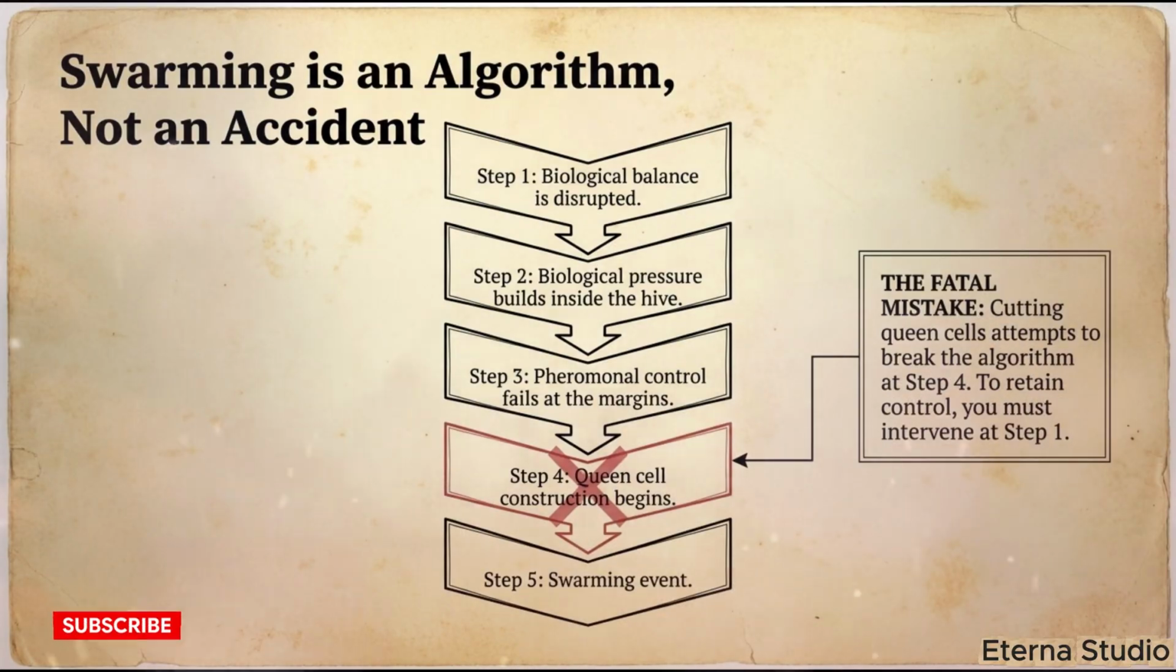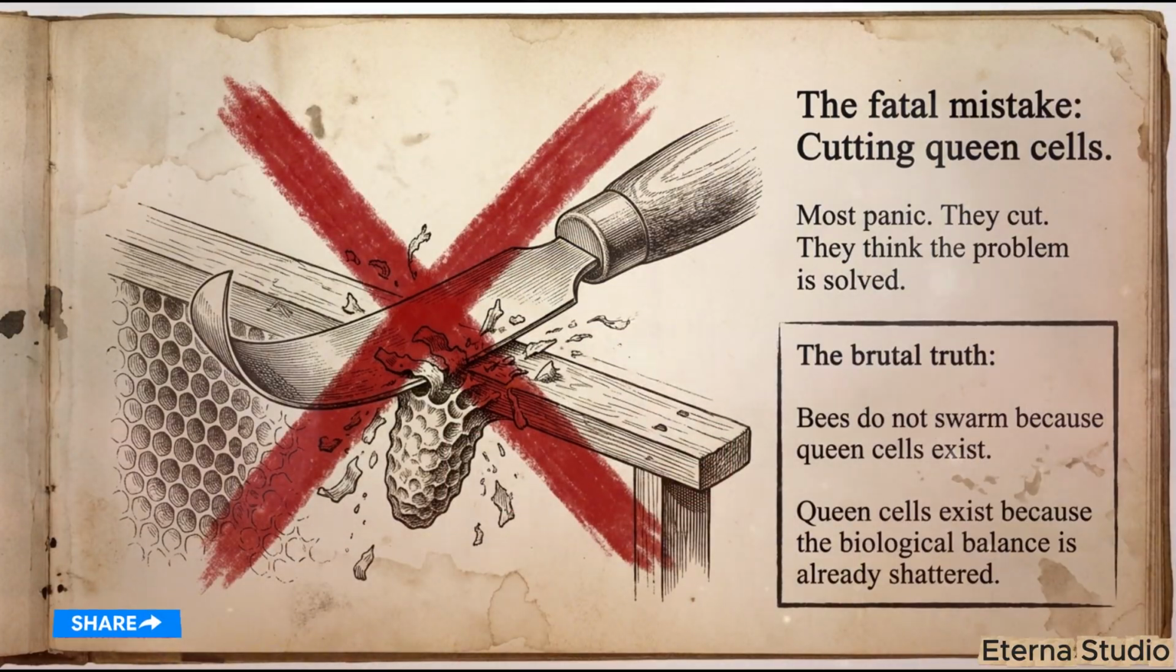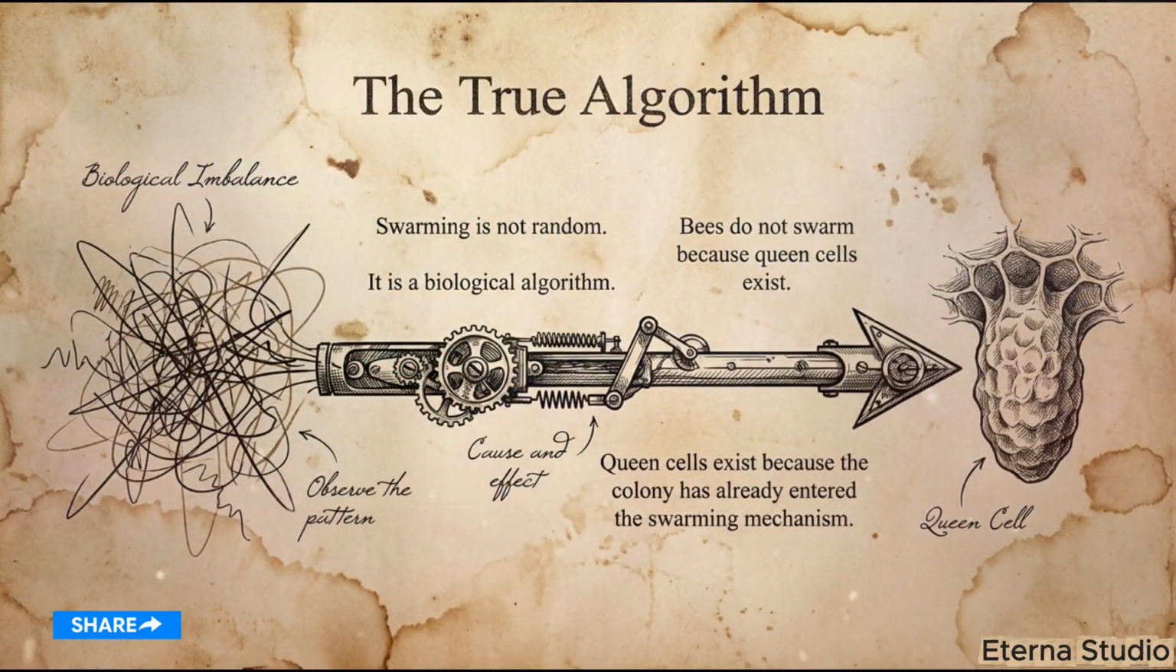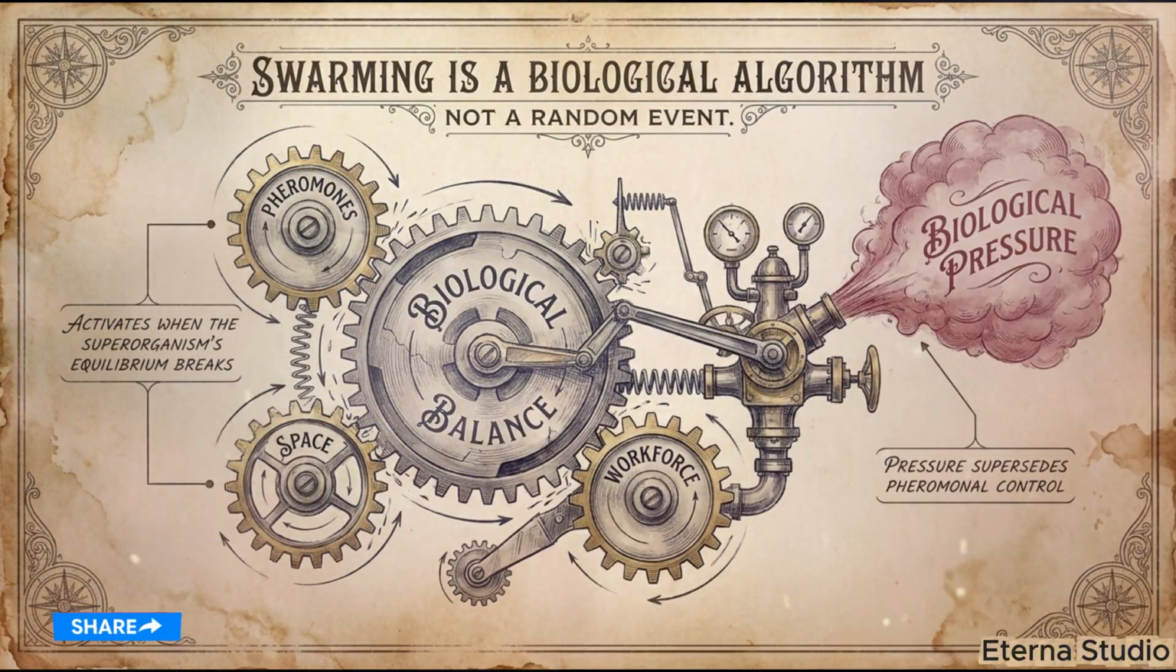Most beekeepers make one fatal mistake. They cut queen cells. They think they solved the problem. But the truth is brutal. Bees do not swarm because queen cells exist. Queen cells exist because the colony has already entered deep into the swarming.